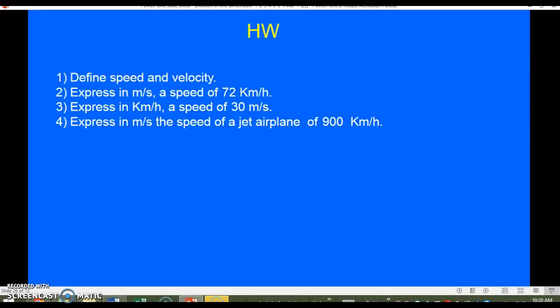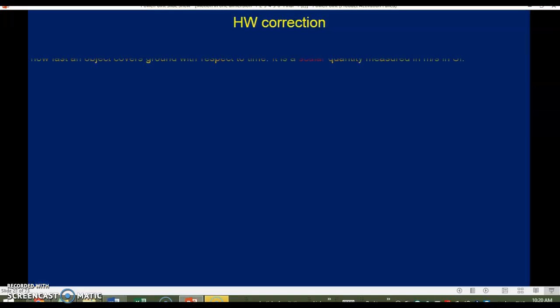Now the homework was to define speed and velocity, express in meter per second a speed of 72 km per hour, express in kilometer per hour a speed of 30 meter per second, and here we are converting from kilometer per hour to meter per second and from meter per second to kilometer per hour. And finally, express in meters per second the speed of a jet airplane of 900 km per hour, same thing.